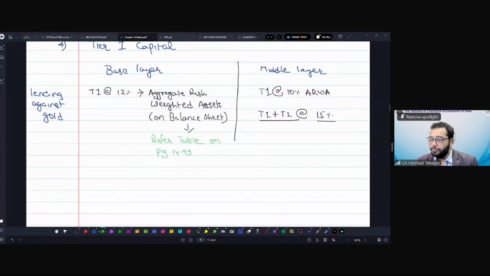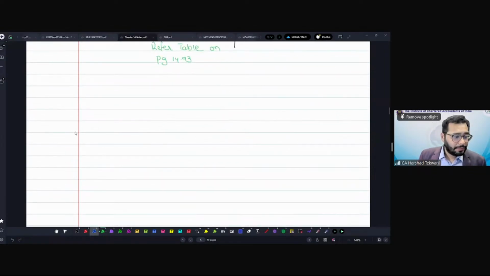Okay. Now that was the requirement for tier 1 and tier 2 capital. Now we will go to the next requirement. There is a requirement with respect to accounting also. There is a requirement with respect to income recognition also. First we will understand the requirement for accounting. Okay. Accounting of investments.